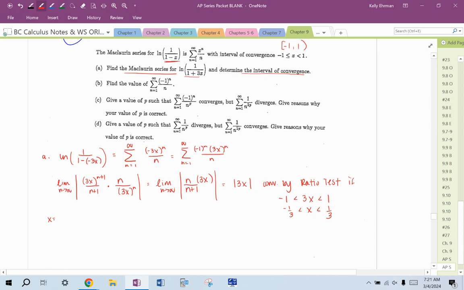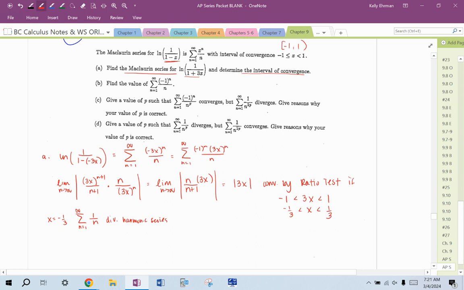So when x equals -1/3, the series would be from 1 to infinity. So if we plug in -1/3 into -3x to the n, we would just get 1 to the n over n. So that's a divergent harmonic series. So we're not including that endpoint.